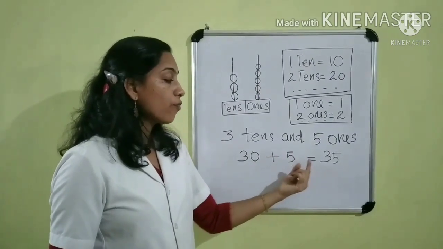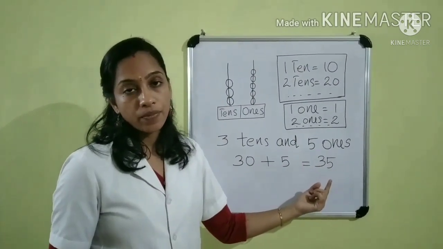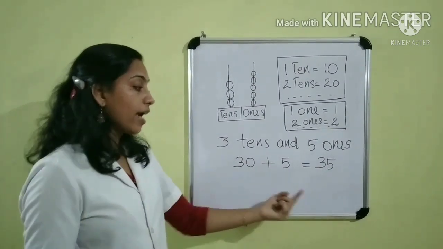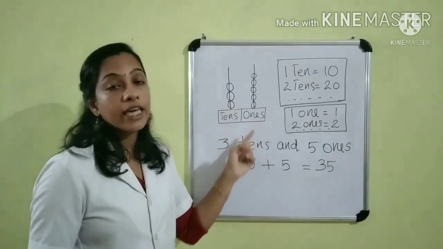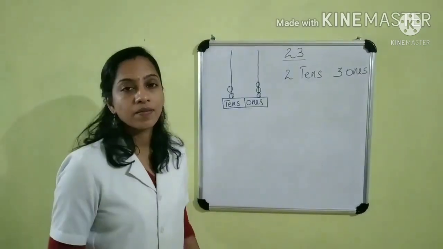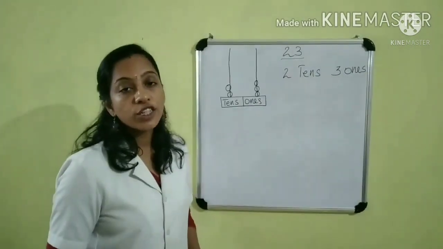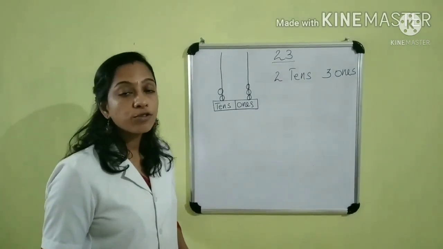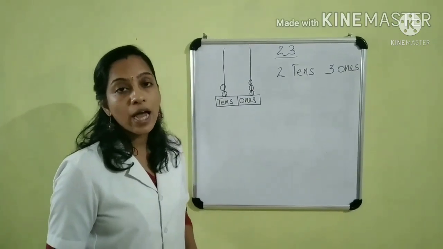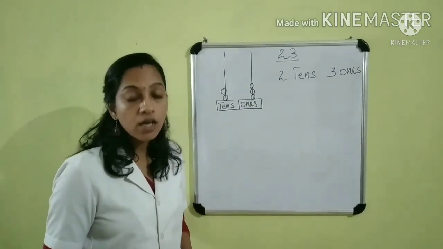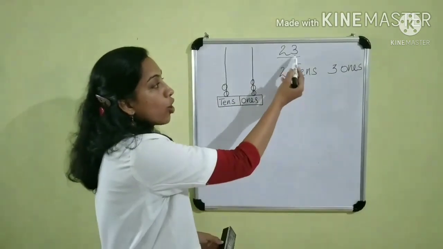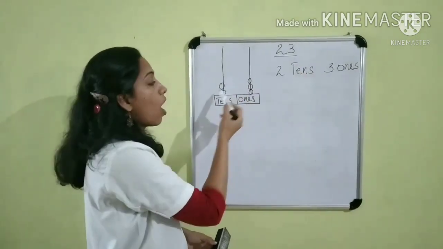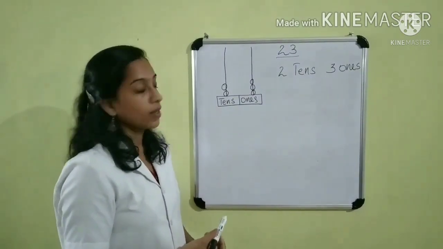30 plus 5, we got 35. In this way, we can find out the number from the given abacus. Next, we are going to discuss how to find out the place value of a digit in a number using abacus. Here, I have shown the number 23 on this abacus.